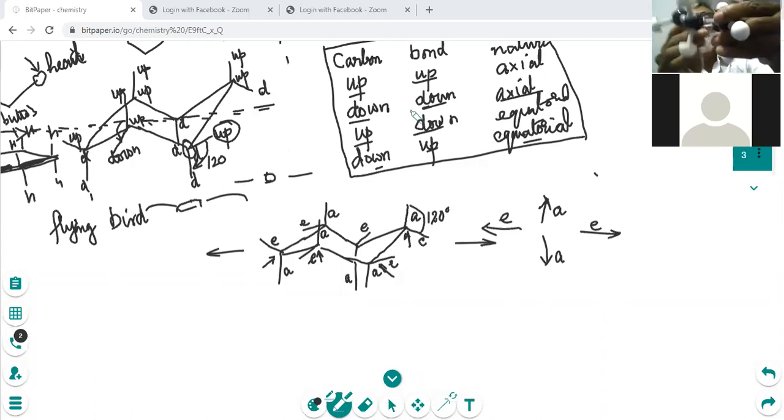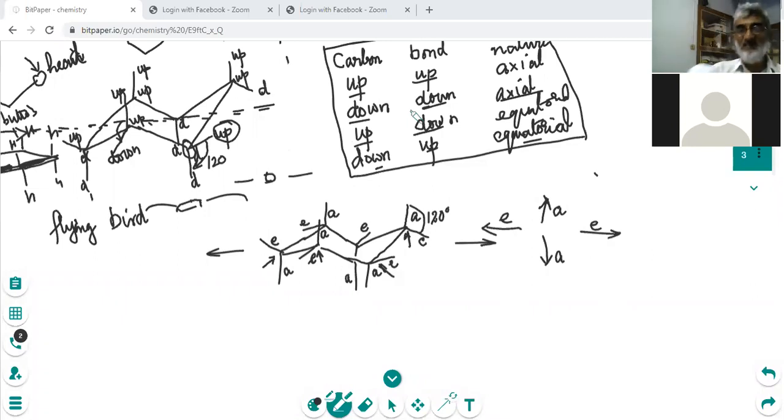Now let us look at the equatorial bonds. See this. This is equatorial, pointing to the side. This is pointing up to the side. This is pointing down to the side. This is pointing up to the side. This is pointing down to the side. And this is pointing up to the side. So these are the equatorial bonds.